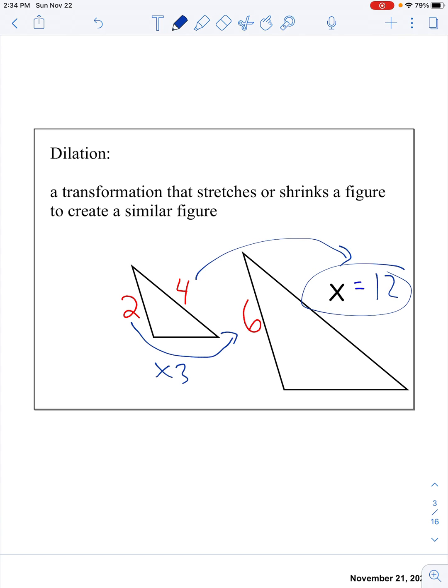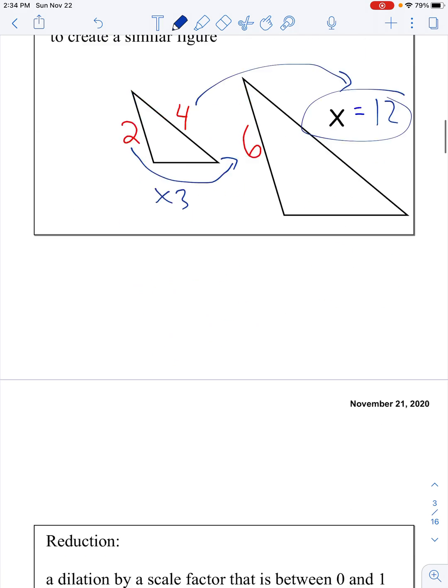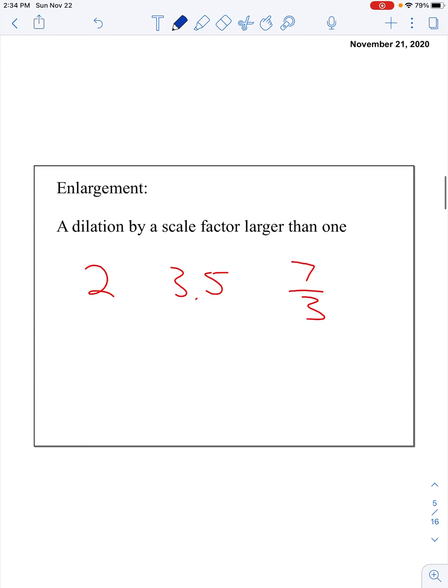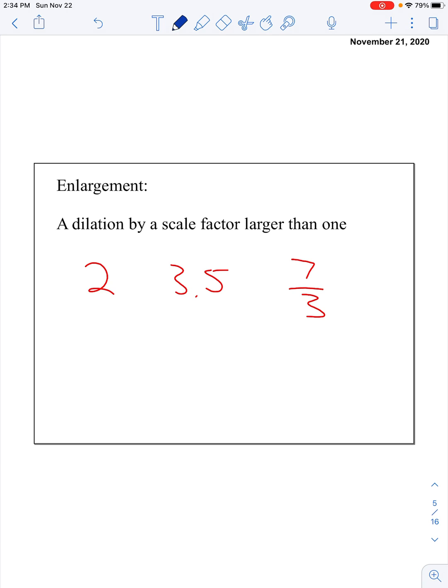A dilation is a transformation that is going to stretch or shrink a figure to create some new similar figure. A dilation can increase the size, or it could decrease the size. A decrease in size is known as a reduction, a dilation by a scale factor that is between 0 and 1, something like 1/2 or 3/4 or 0.5 if you want to use a decimal. Or you could have an enlargement, a dilation by a scale factor that is larger than 1, something like the scale factor of 2 or 3.5 or 7/3.